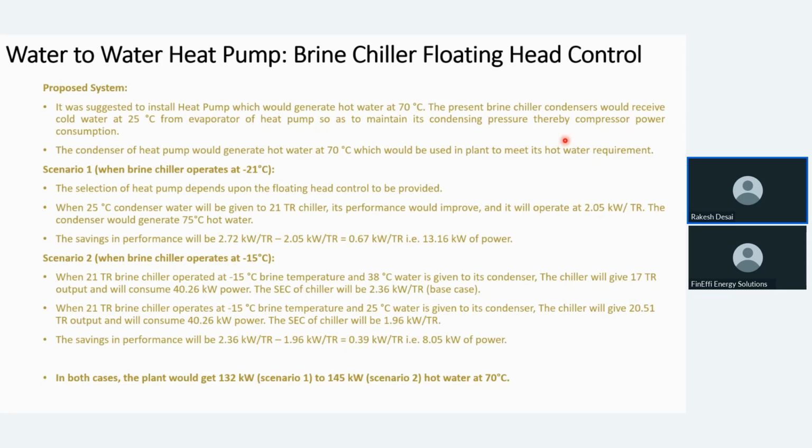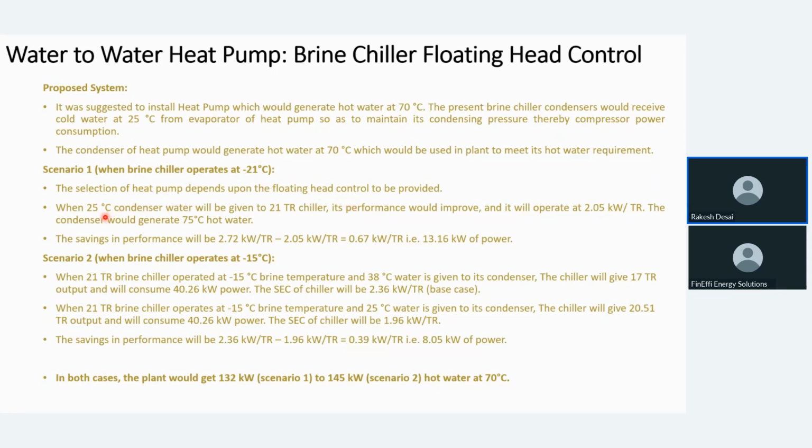This 70 degrees centigrade hot water which would be generated would be used in the plant to meet its hot water requirement. Now, there are two scenarios which we have seen in the earlier slide. Brine chiller was either operated at minus 21 degrees centigrade or at minus 15 degrees centigrade. So let us see scenario 1, where it is operated at minus 21 degrees centigrade. The selection of heat pump depends upon the floating head control to be provided.